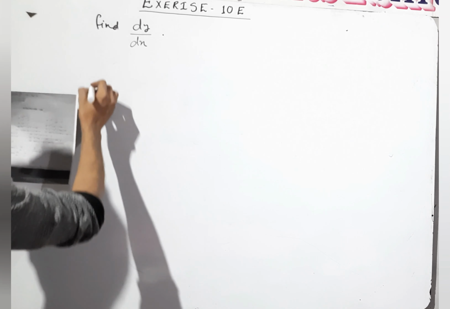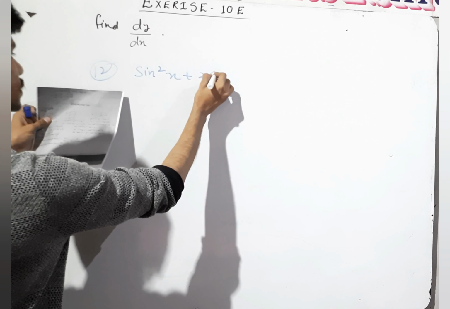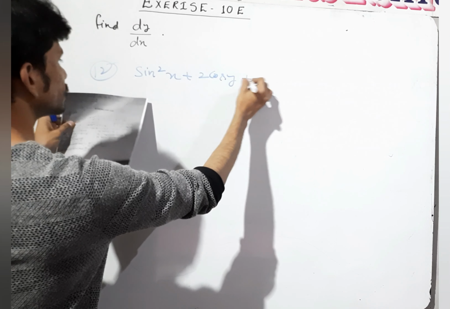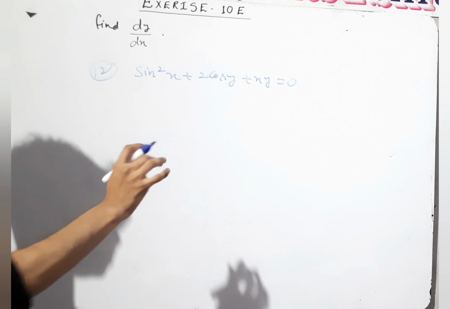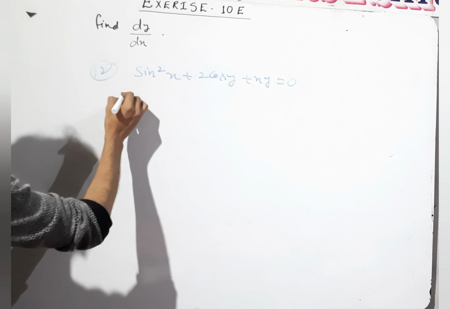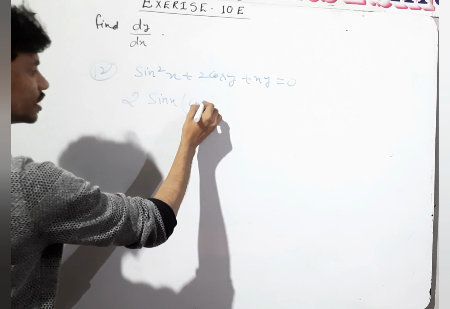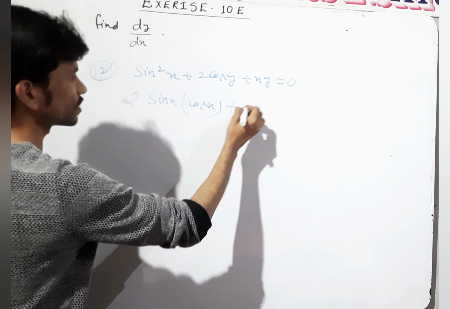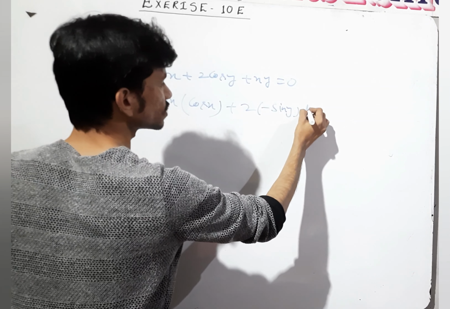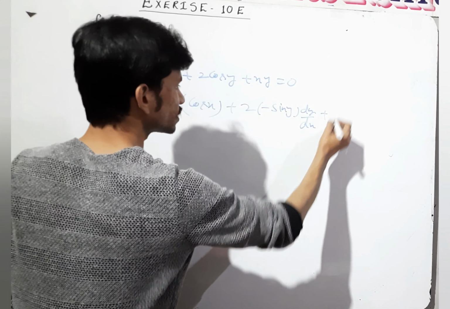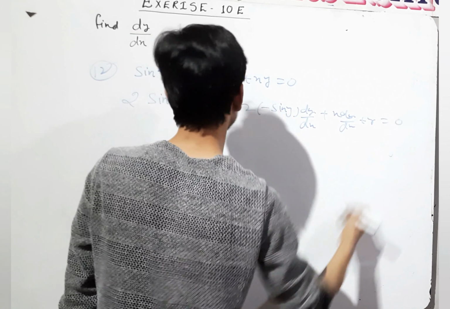Question number 12 is sin square x plus 2 cos y plus xy equals to 0. Now sin square x is just treated as x square. So x square gives me only 2x, and what is x? x is sin x. Now the differentiation of sin x is cos x, plus 2 is constant, cos y gives me minus sin y, and y is dy over dx, plus x is the same, dy over dx, plus y is the same, x is 1, equals to 0.